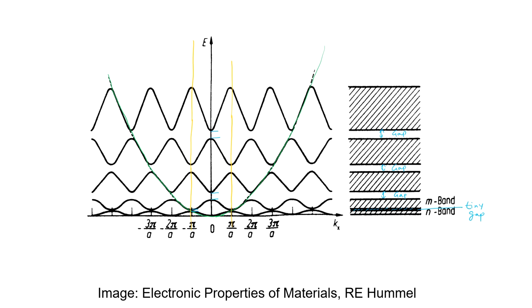Depending upon the material, some materials may be filled up to this level. If it is filled up to this level, then it will have different electronic characteristics, but if it is filled up to this level and empty beyond that level, then it will have different electronic characteristics, and we will see that later on.